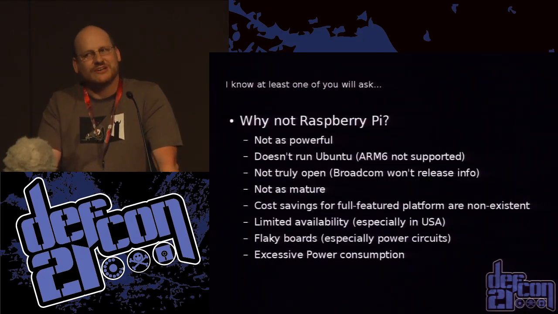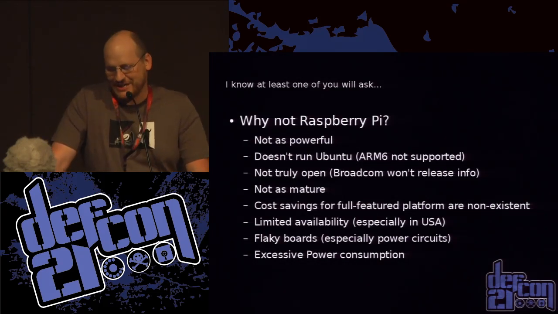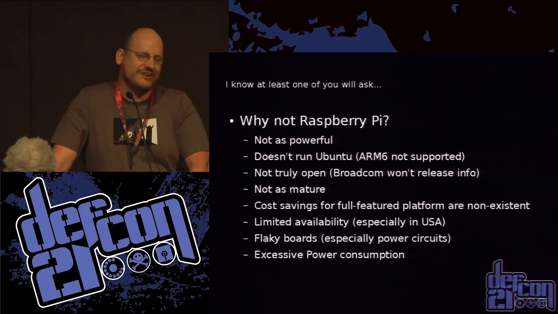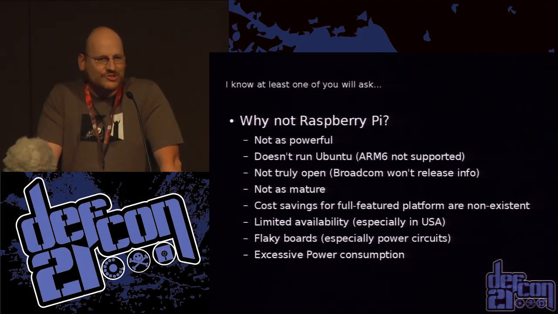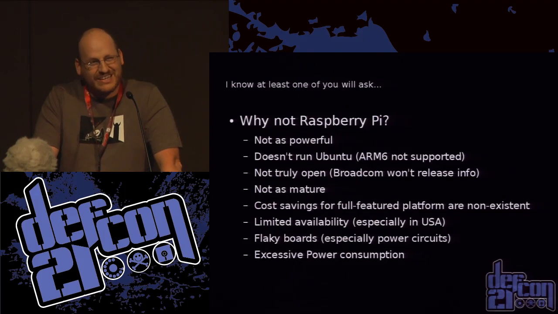All right. I know at least somebody is going to say, why didn't you use the Pi? Well, here's why I didn't use the Pi. The Pi is not nearly as powerful. It doesn't run Ubuntu. It's got some ancient ARM architecture that nobody supports, including Canonical. It's not as mature in terms of the platform. The BeagleBone, the original one, has been out longer than the Pi. And there's no real cost savings, if any. Usually, I think if you try to implement this stuff with the Pi, you would probably spend more money, not less money. Even now, it's not easy to go buy 50 Pis, in this country at least.